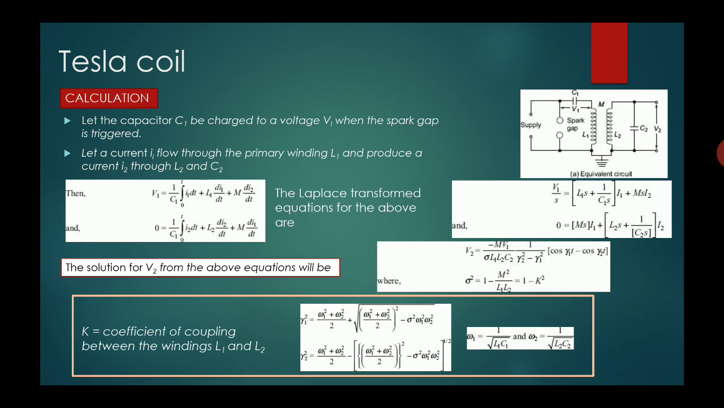So we have two equations, for the two different circuits. For the primary circuit, we have V1, that is the supply, and a voltage drop across the capacitor. Those who remember circuit analysis will find it easier to understand. Plus the L di/dt, that is the voltage drop across the inductor, and M is the mutual inductance. For the secondary side, since there is no source, we have 0 on the left hand side, equal to again the voltage drop across the inductor and the capacitor and the mutual inductance.